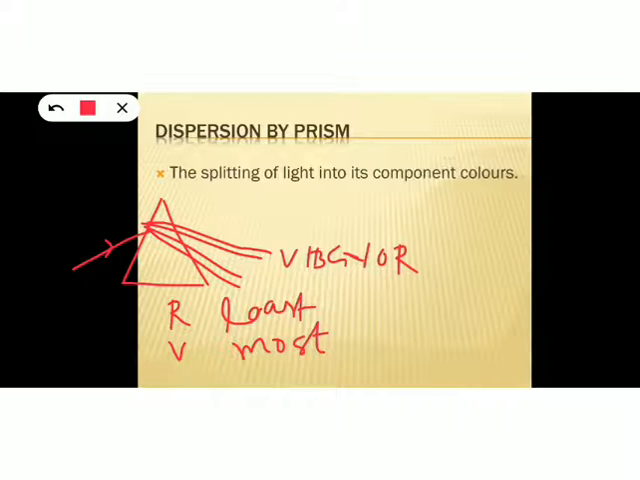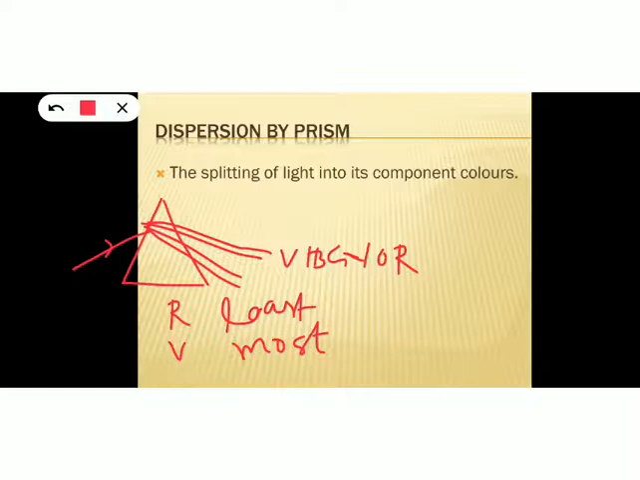So what is the cause for this splitting? You know, white light has different colors in it, and each color has its own wavelength, right? The wavelength of red is maximum. On the other hand, the wavelength of violet is minimum. Because of this different wavelength, each of these colors deviates with a different angle of deviation. As a result, all colors are deviated at different angles.